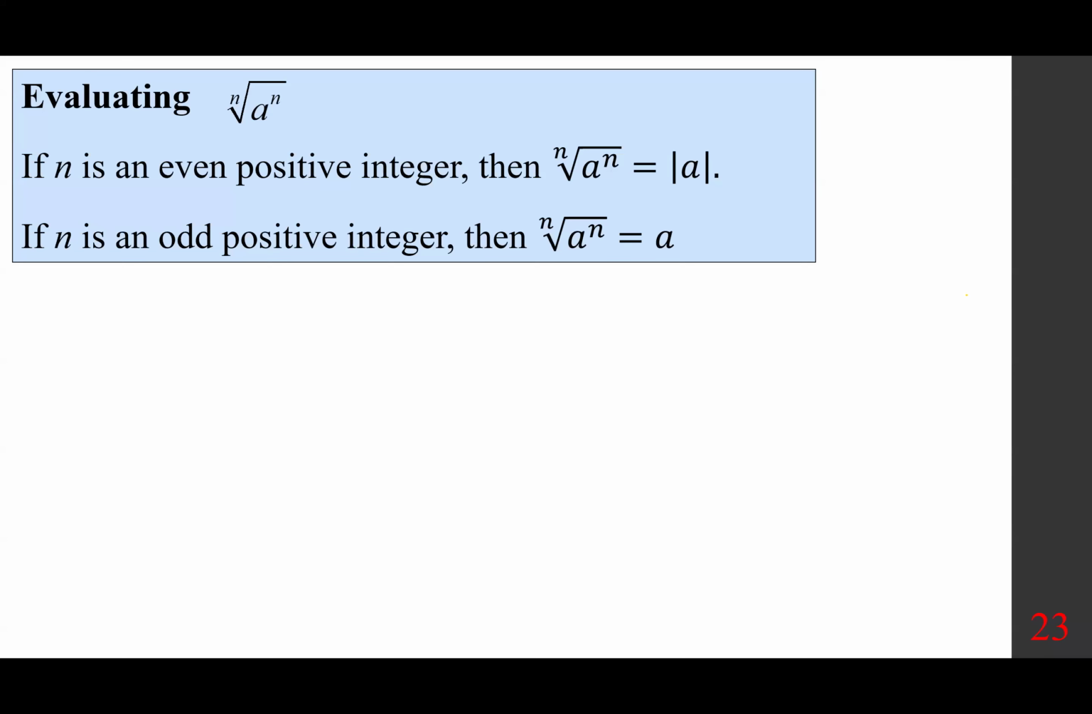Evaluating the nth root of a to the power of n. If n is an even positive integer, the nth root of a to the power of n is the absolute value of a. And if it's an odd positive integer, then it's simply a. Because class, if a is positive or negative, it makes no difference, to the power of even becomes positive. So that's why you want to be careful with that. So here's an example to make some sense out of this. P simply comes out as P, but P is a variable. We don't know if this variable is positive or negative, so we put it in an absolute value.